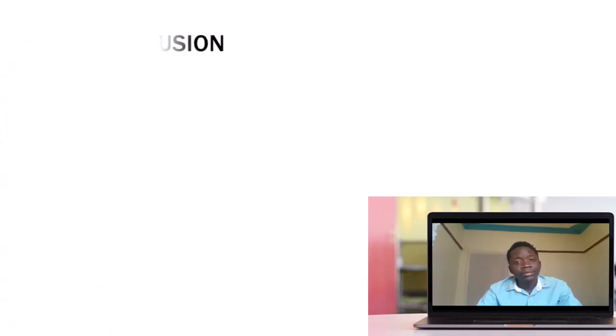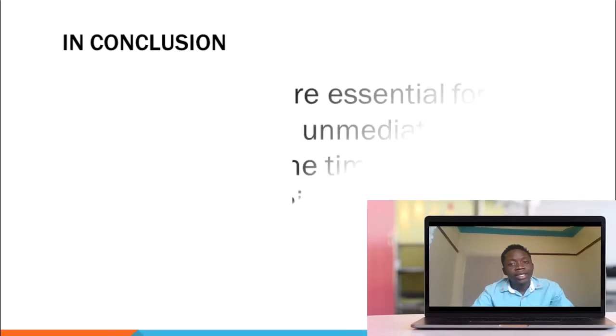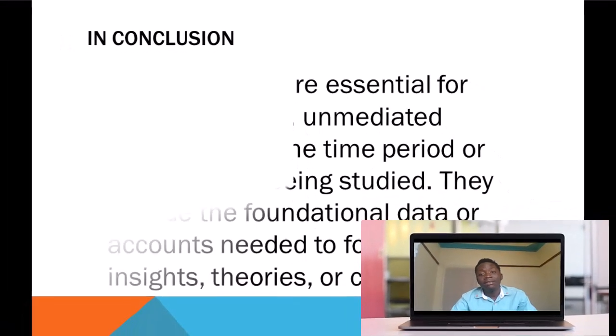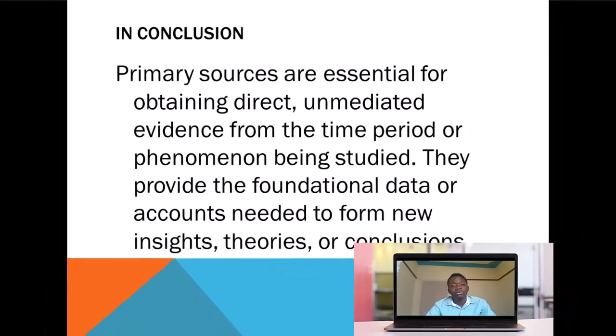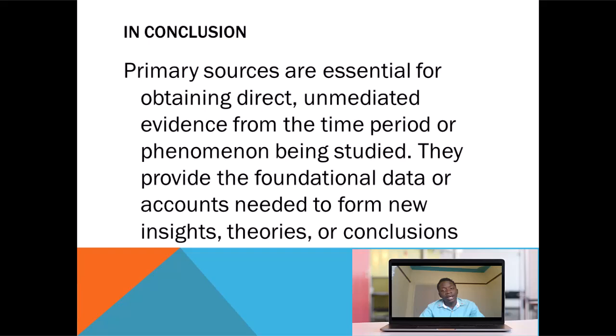Now, in conclusion, we see that primary sources are very essential for obtaining direct and unmediated evidence from the time period or phenomenon being studied. They provide the foundational data or accounts needed to form new insights, theories, or conclusions. Meaning you cannot take a step to do research, to get evidence from something, without getting a primary source. That's why they are very important in our daily lives.